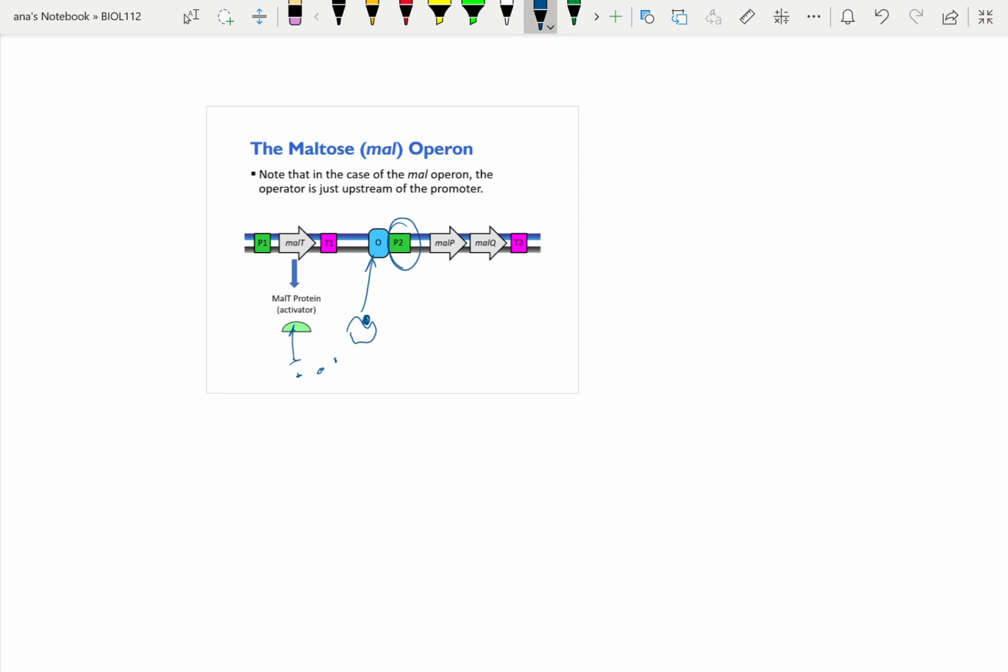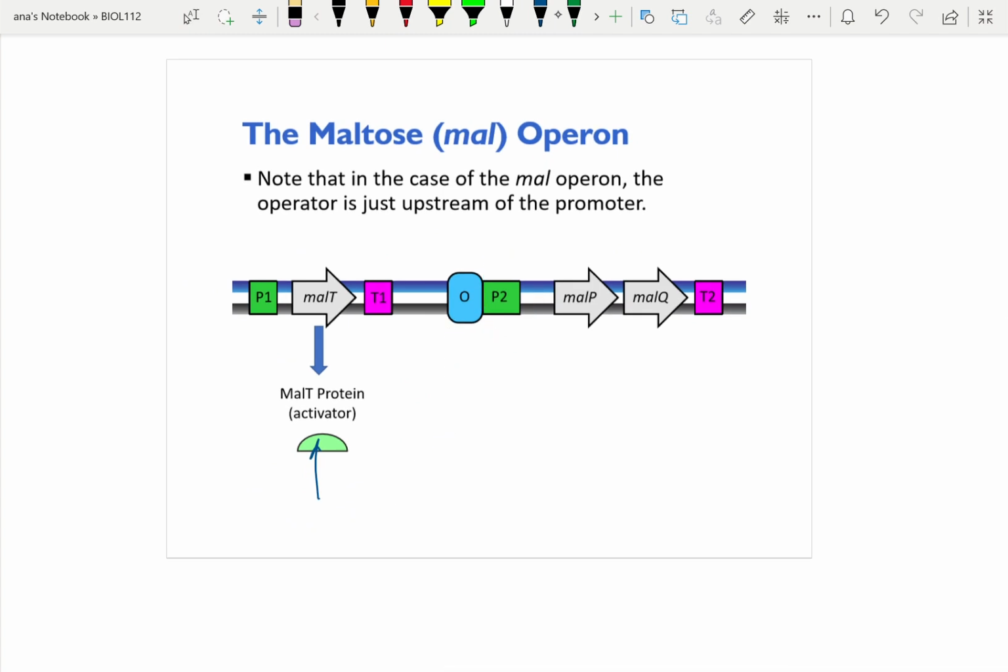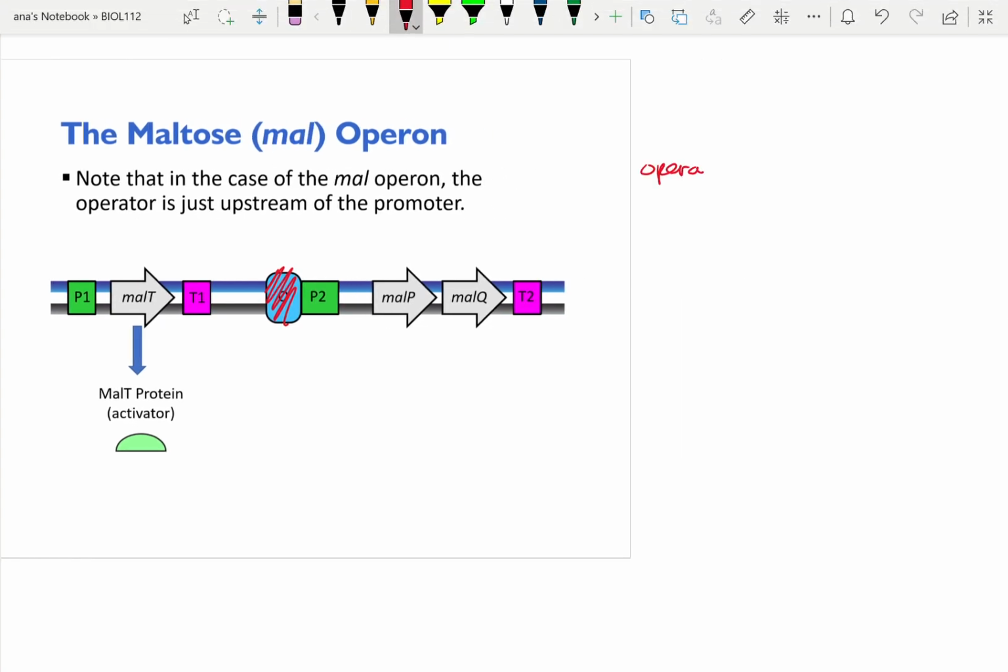Now I'm going to go through some of the mutations that we talked about in class and explain the reasoning for how we went through those. The first one: I'm going to remove the operator. So there's some sequence change that makes the operator ineffective, inactive. MAL-T will not bind to it no matter what. So our mutation is operator not functional, and I'm going to do this in the presence of maltose.